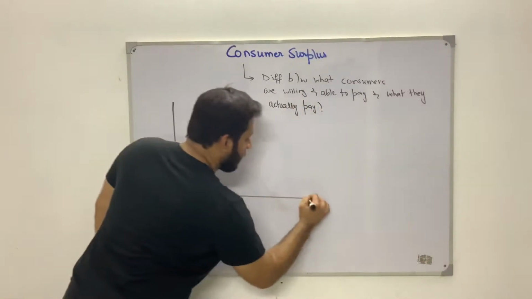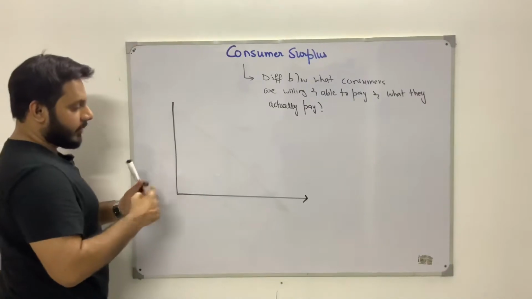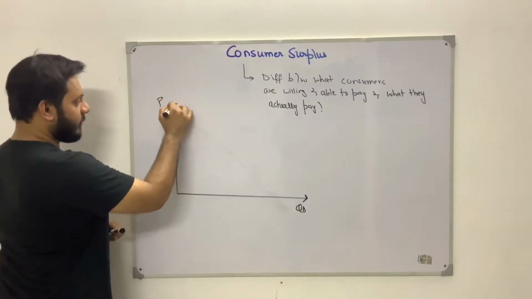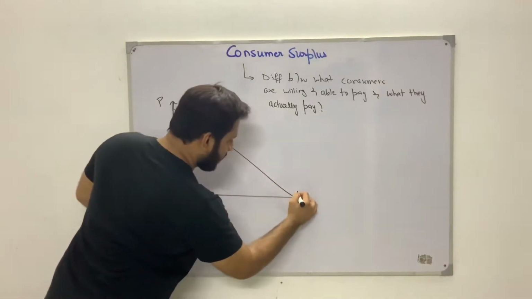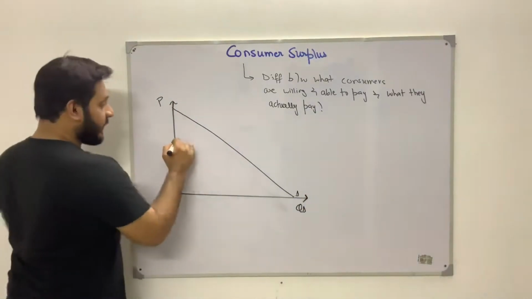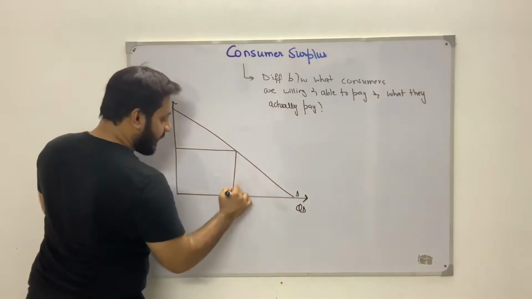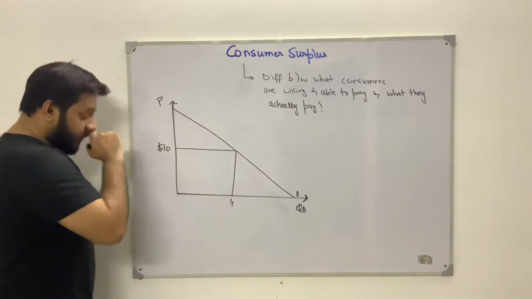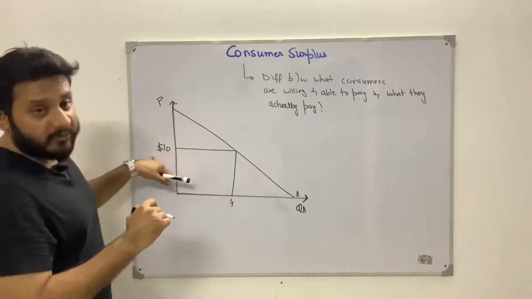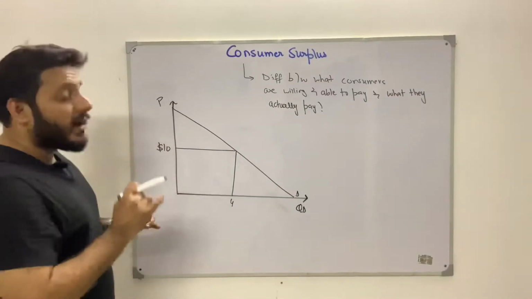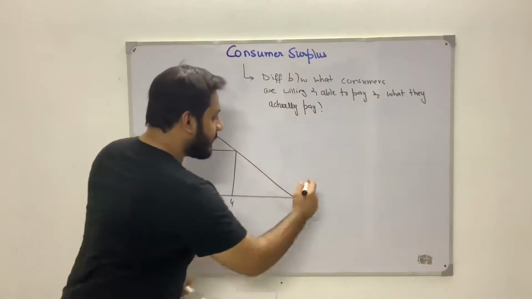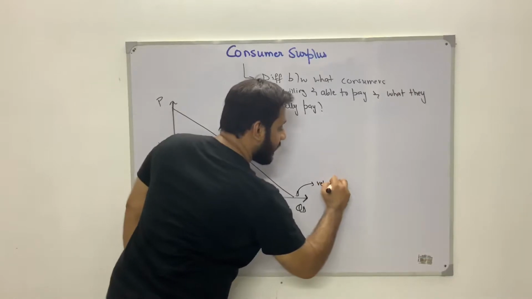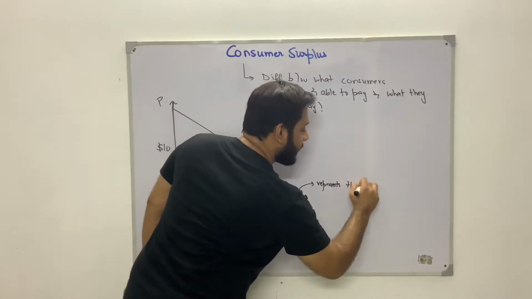Let's say I'll use a different marker here. Let's say this is the demand curve for chocolates, and on the y-axis I'm going to be labeling price. Now this is the demand curve for chocolates, and the consumer is buying, let's say, 4 chocolates at a price of, let's say, $10, right? So the consumer is buying 4 chocolates at a price of $10.